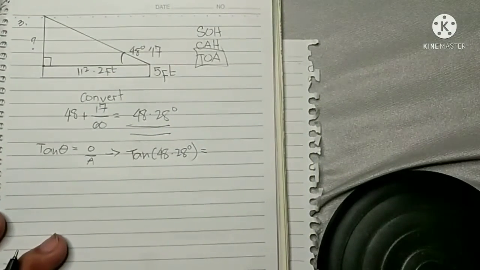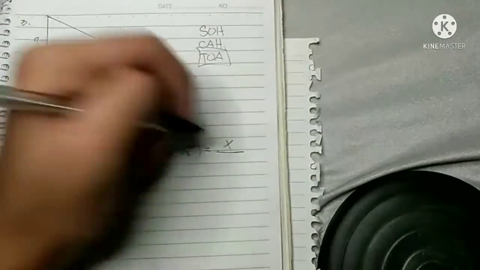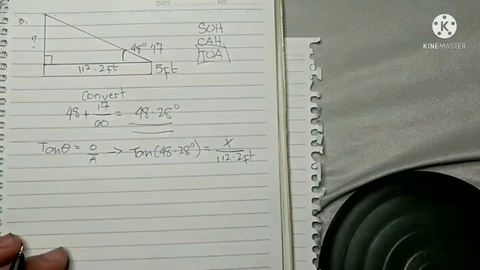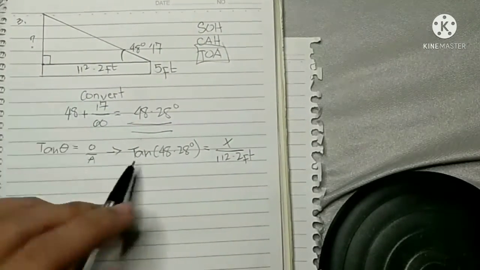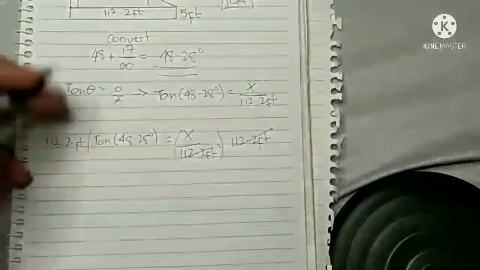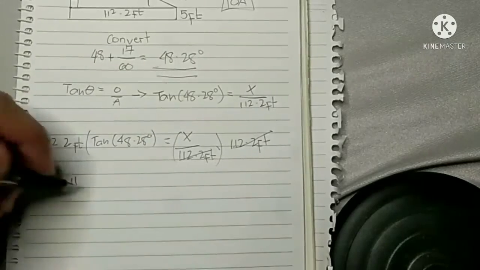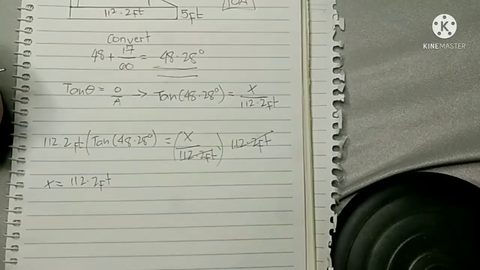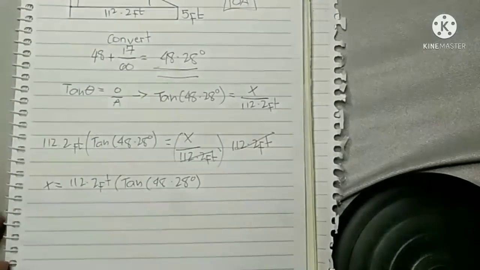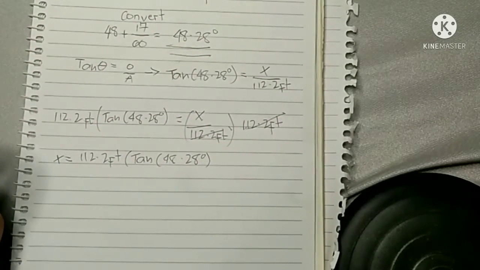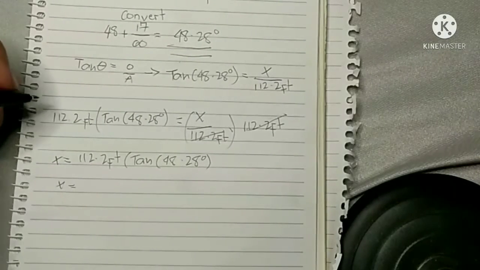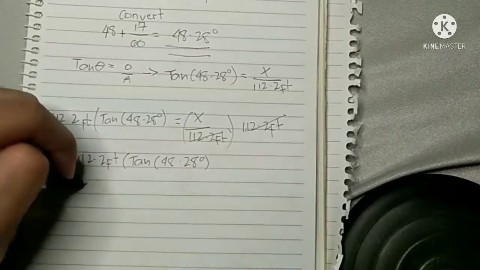It will be tangent 48.28 degrees equals our opposite, which is unknown, so we put x, over our adjacent, which is 112.2 feet. To solve for x, we multiply both sides by 112.2 feet. So we will get x equals 112.2 feet times tangent 48.28 degrees. Again, we get our trusty calculator and we compute.